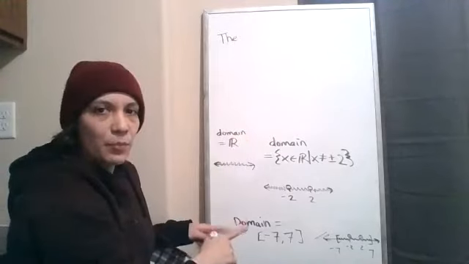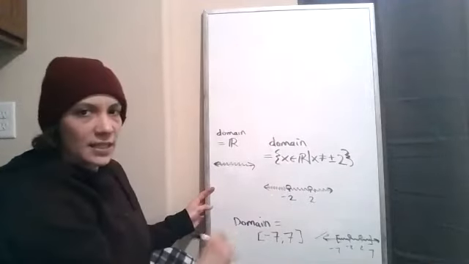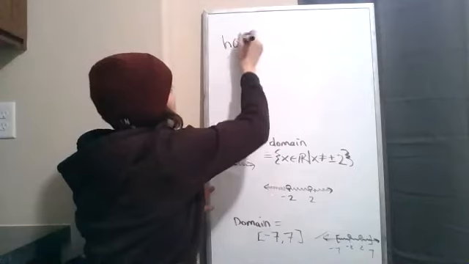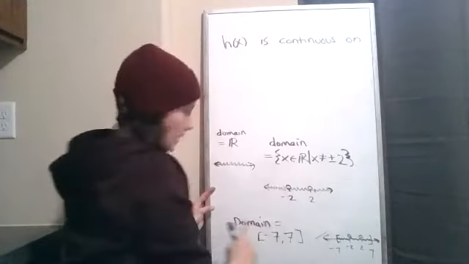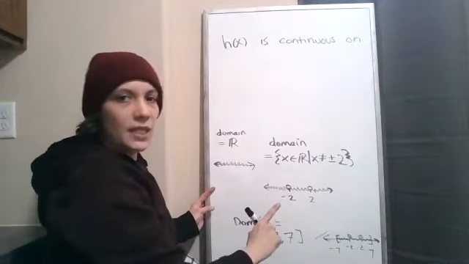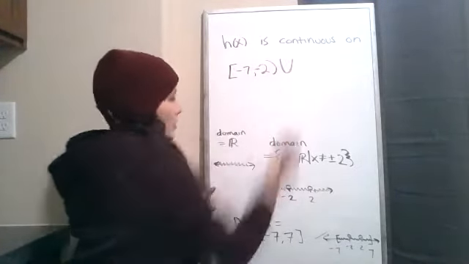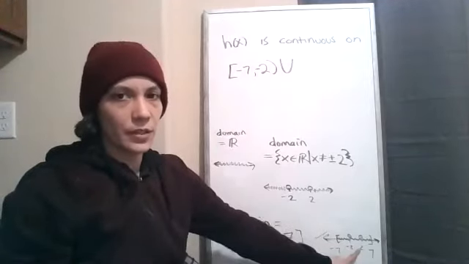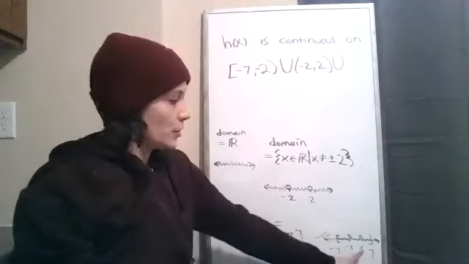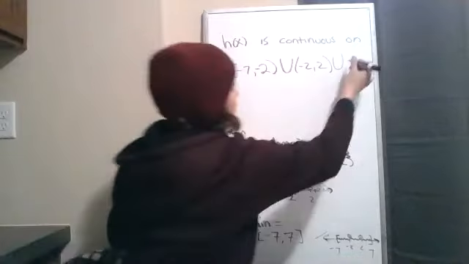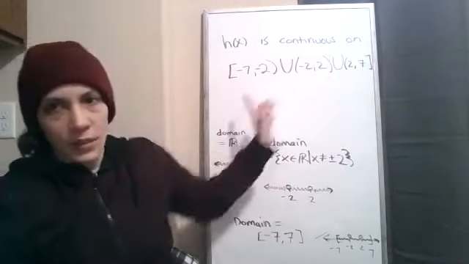What we're writing is the domain, but we also know that we're continuous on this domain, so we'll put h of x is continuous on the interval from -7 to -2, include -7, not -2, union the interval from -2 to 2, it's both open, and then from 2 to 7, I think, closed. It's continuous on that.